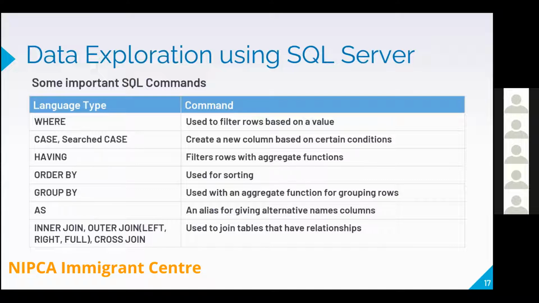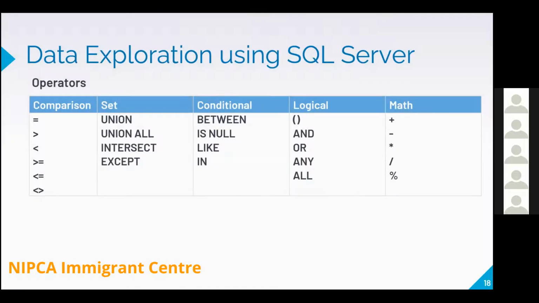So these are also some of the syntaxes we can use. We can use the where clause, which is used to filter rows based on the value. We can use a case statement. We'll use the having clause. There's an order by, which is used for sorting. There's a group by, which is used in aggregation. Then there's also using joins. I'll run through these because we're going to come back to them when we start using the practical.